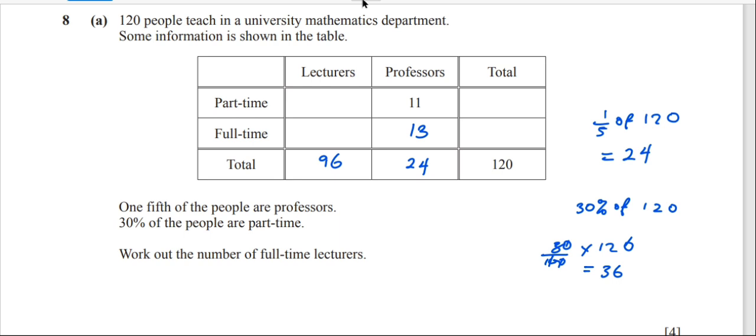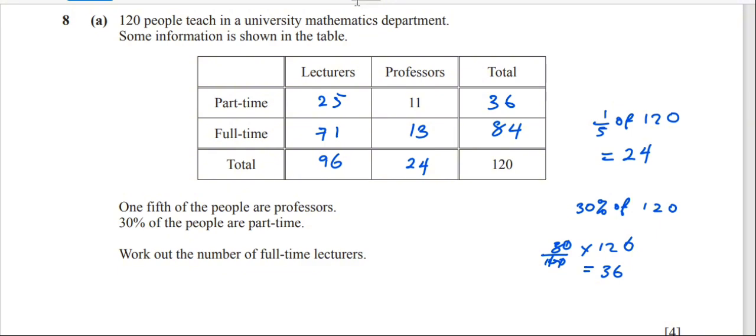So if a total of 36 work part-time, it simply means that we can find the total full-time, which is 120 minus 36. That will give you 84. So with that information now, we can fill up the remaining space there. So here is going to give us 36 minus 11, which is 25. While here is going to give us 84 minus 13, which is 71. Okay, so we are done filling up everything. So with that now we can get all our answers.